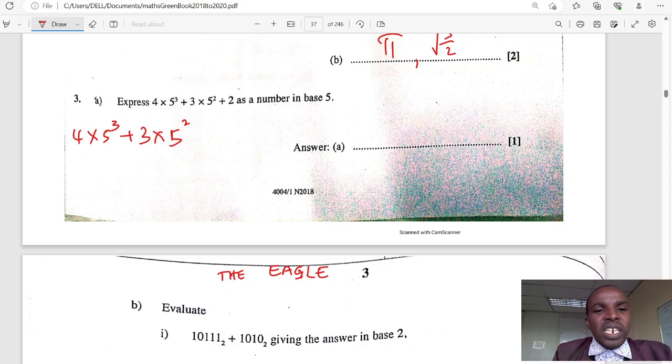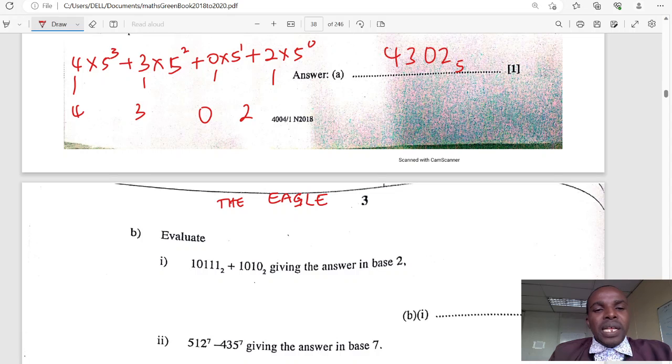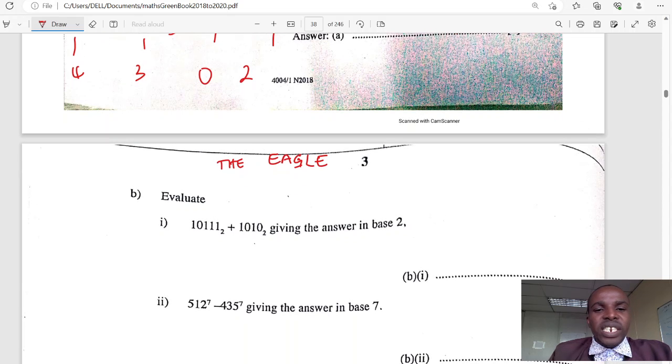There's nothing at 5 to the power 1, so it will be 0 times 5 to the power 1. Then plus 2 times 5 to the power 0. But 5 to the power 0 is 1, times 2 is 2. So you take these values: 4 here, 3 here, 0 here, and 2 here. Then base 5. So it's 4, 3, 0, 2, base 5. Just like that. Then B, evaluate, giving the answer in base 2.